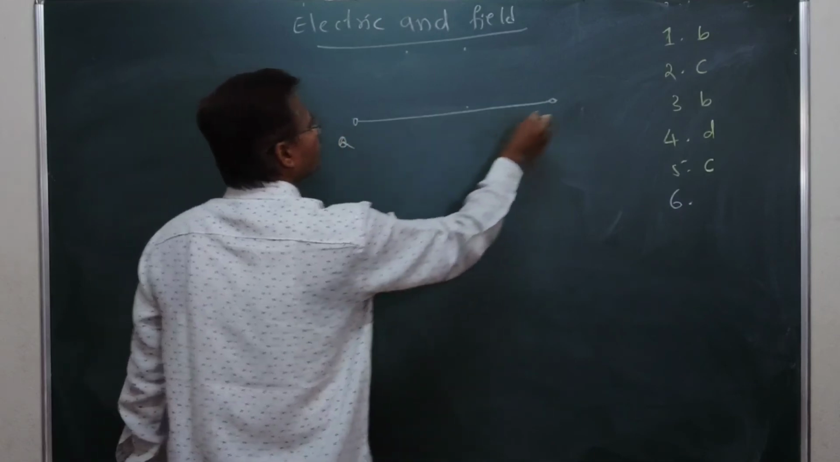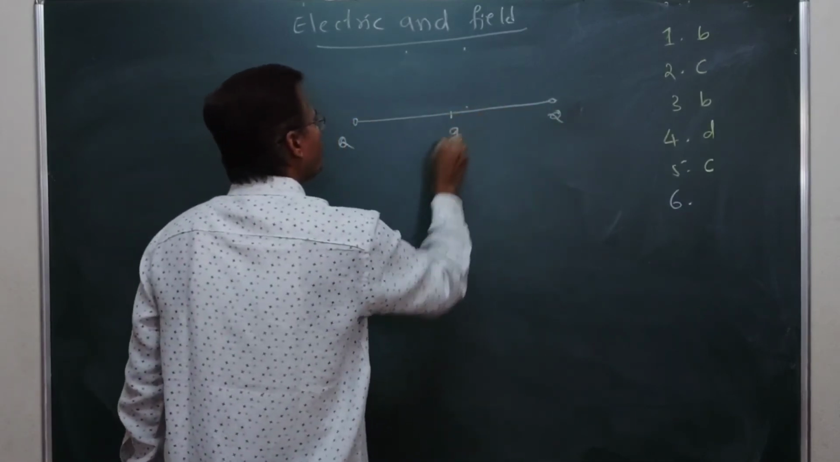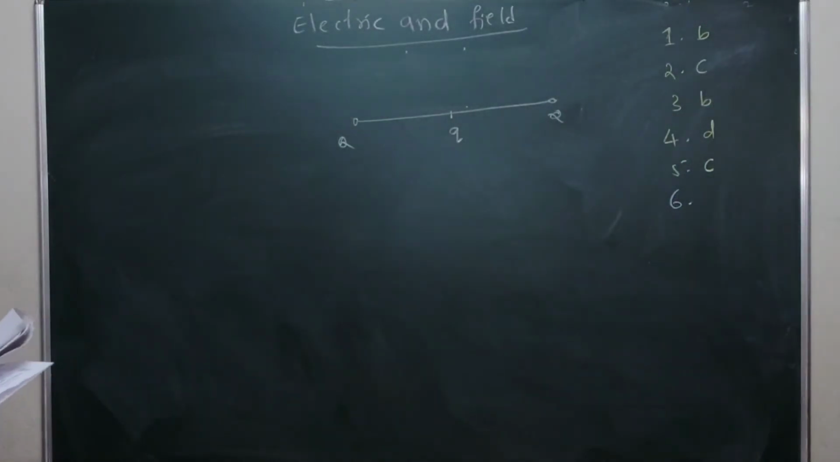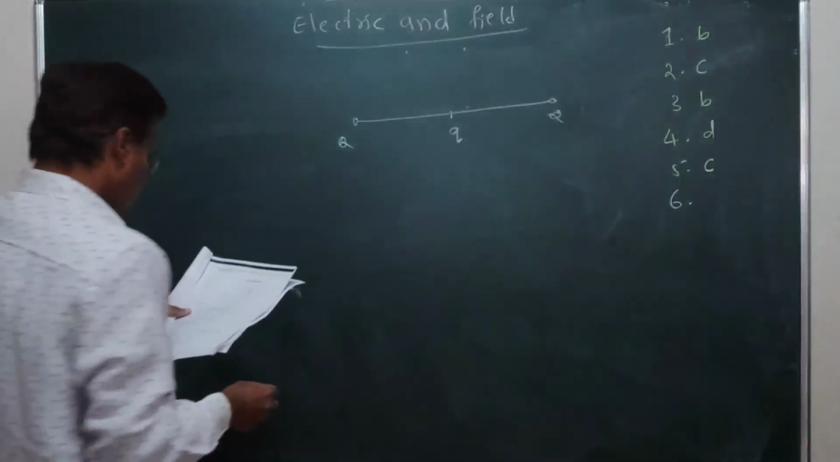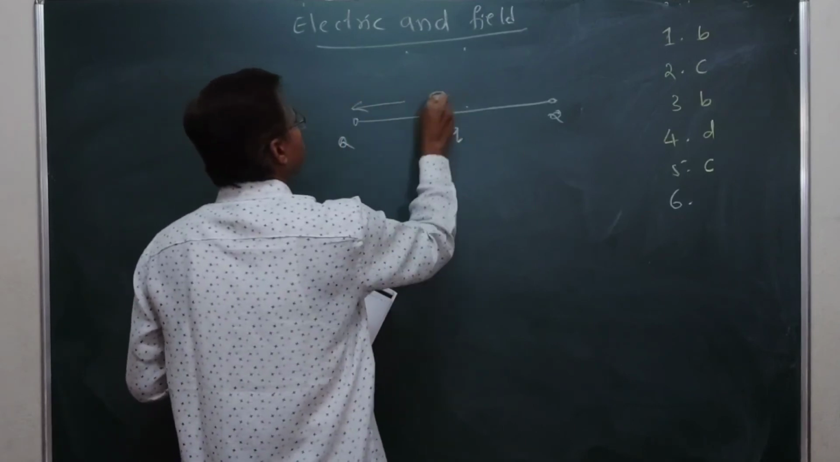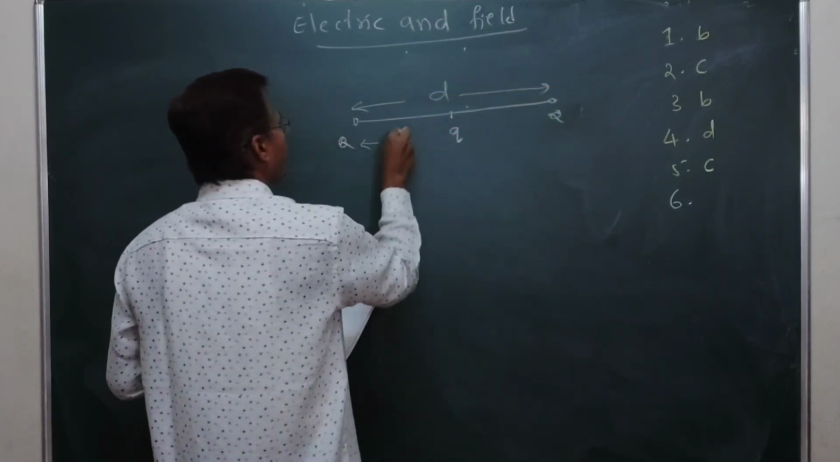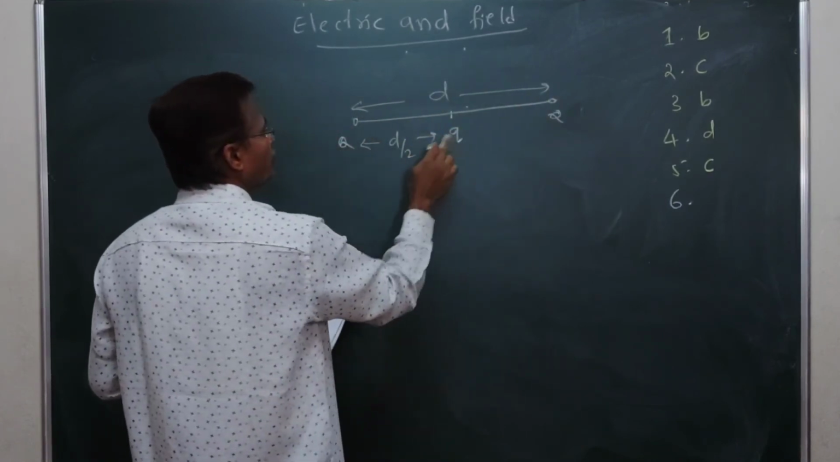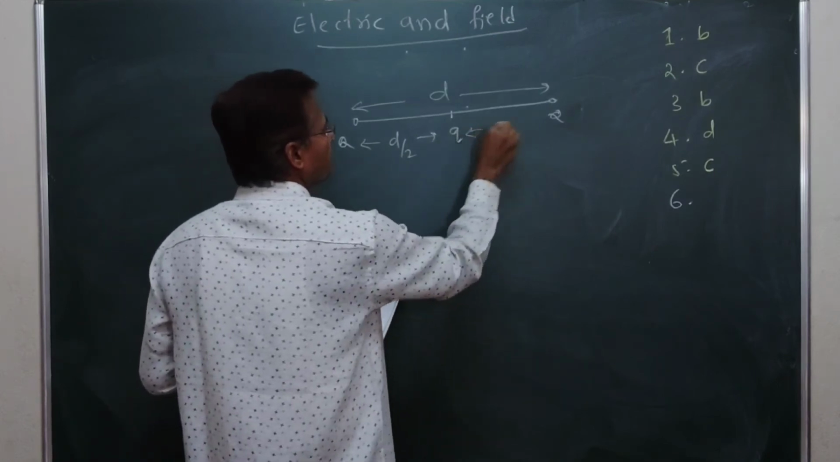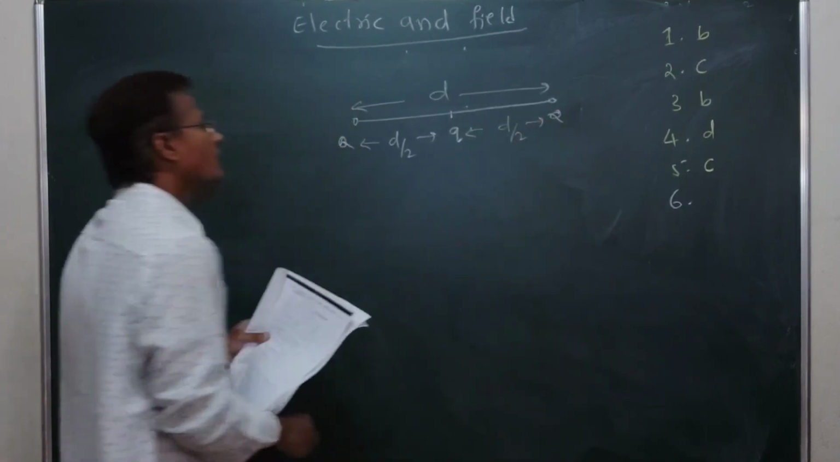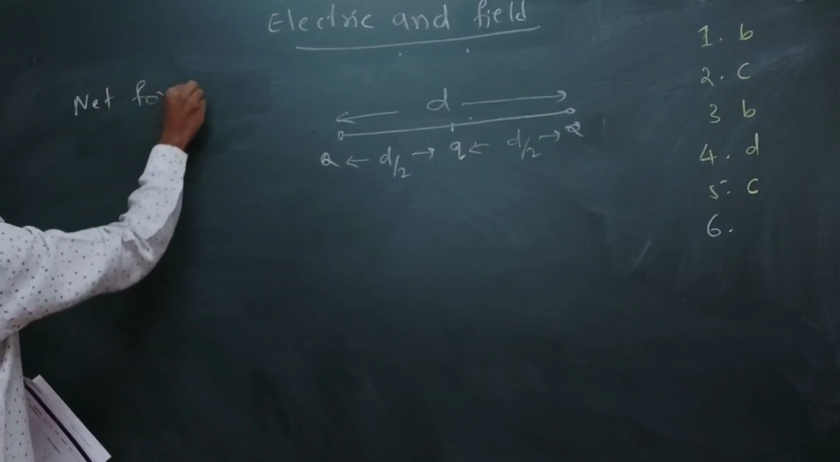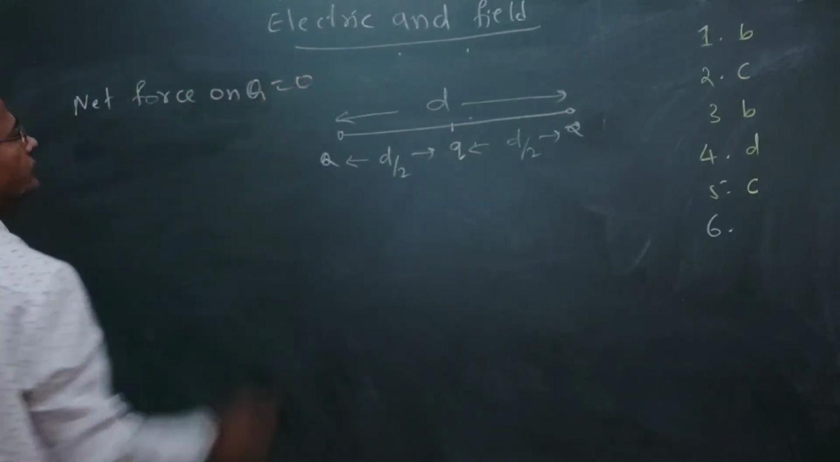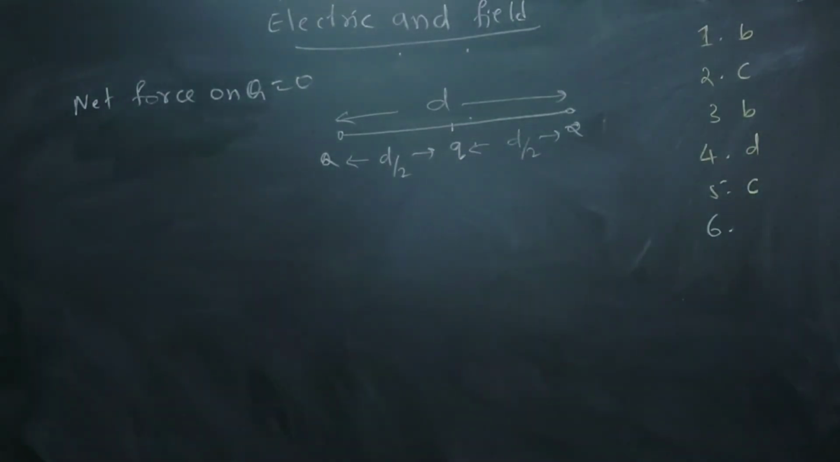There are two capital Q's, and at the center a small q is placed. Then the three charges will be in equilibrium. The total distance is d, and from capital Q to small q the distance is d by 2, and this is also d by 2. The net force on Q equals 0.